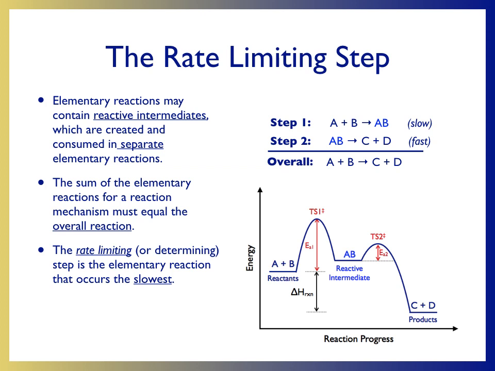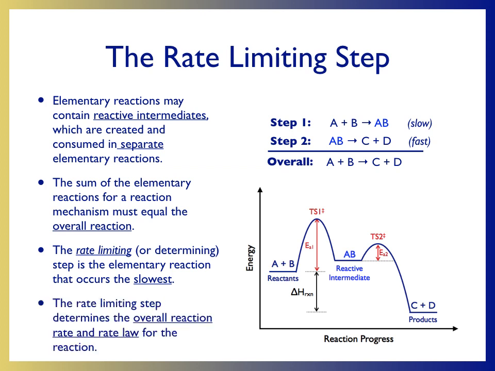This means that this reaction will occur more slowly because it takes more energy to get to the first transition state. We call this slow step the rate limiting step or the rate determining step. This is the step that occurs the slowest and will therefore most closely affect the rate of reaction.